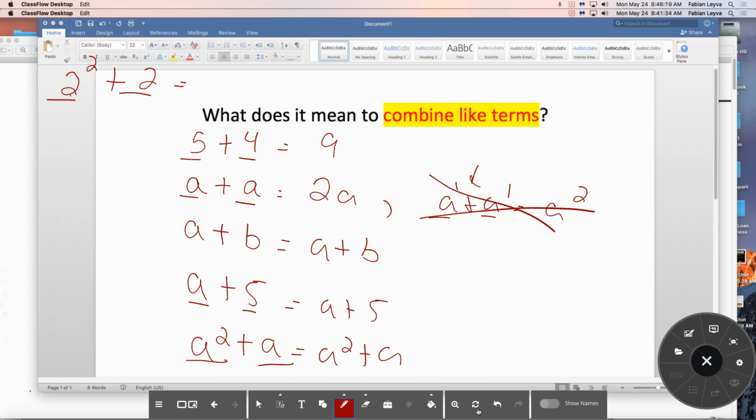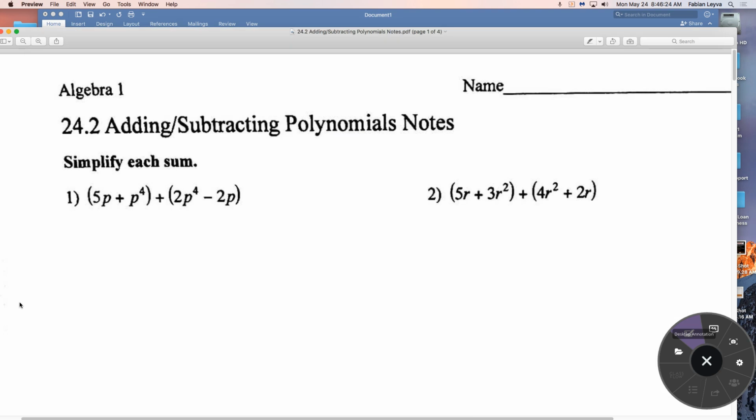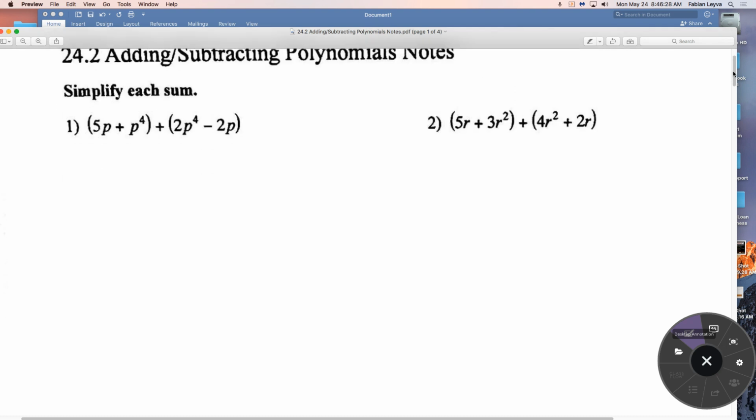So, of course, that's kind of the basics. Let's go ahead and start doing the problems that we need to cover for today, which are going to be a little bit messier, and you'll see.